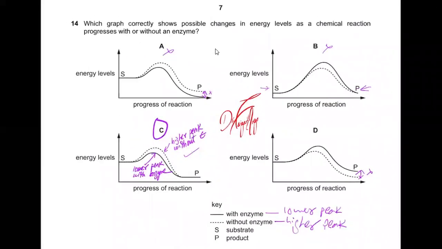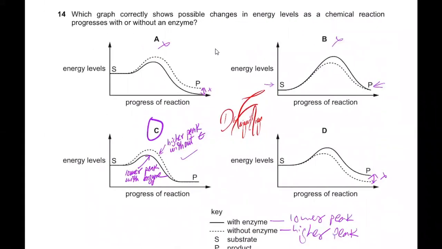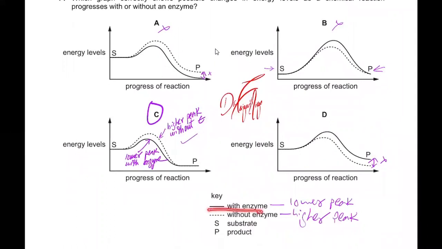Question 14. Which graph correctly shows possible changes in energy level of a chemical reaction progress with or without enzyme? Now we know with enzyme the peak should be lower. Without enzyme the peak should be higher. Normally, what do we do? We use the dotted line for with enzyme and a continuous line for without enzyme. So the first trick the examiner is playing is that they have changed the key. So make sure that you read the key. You mentioned lower peak and higher peak here.